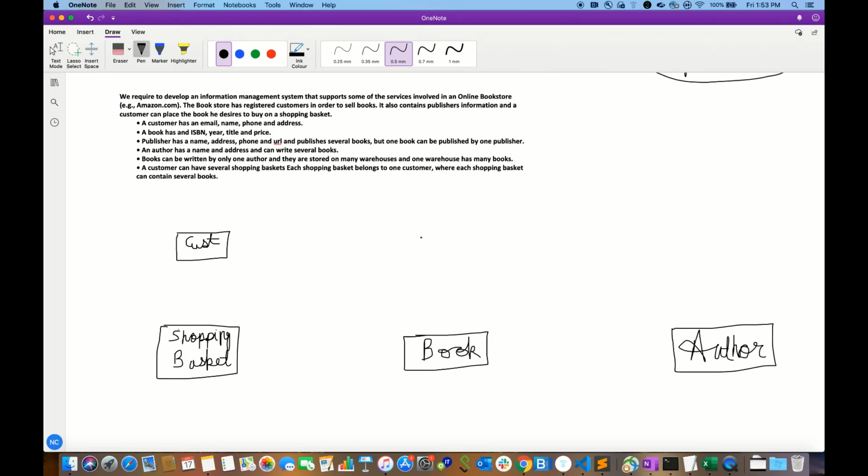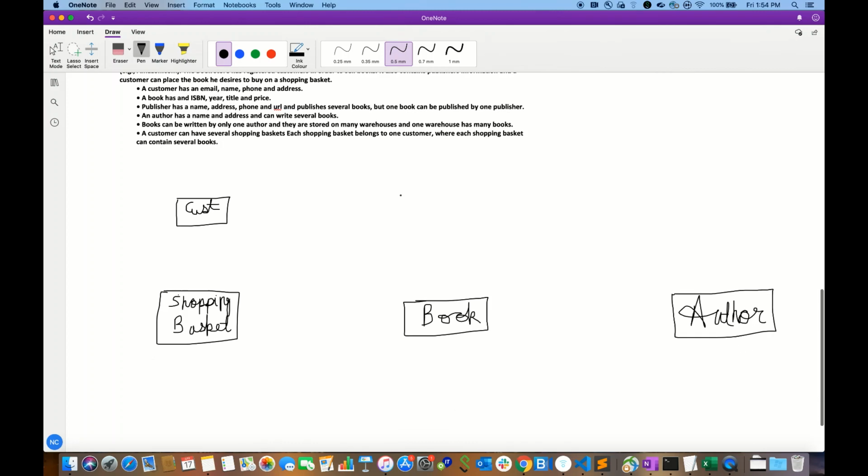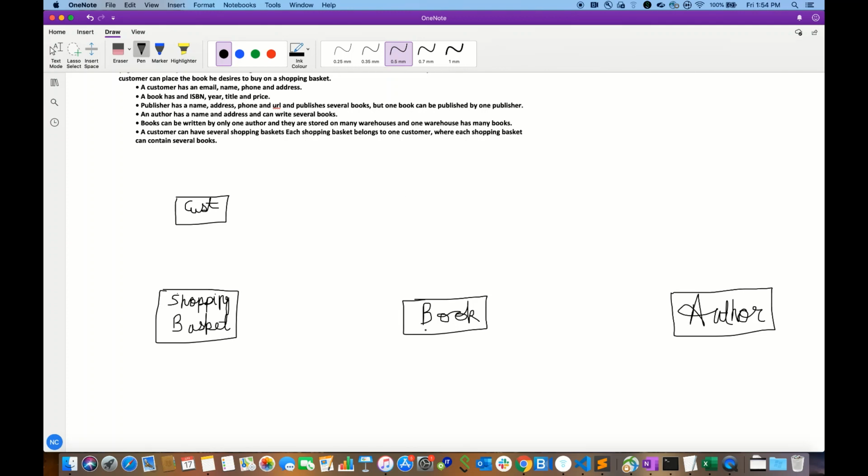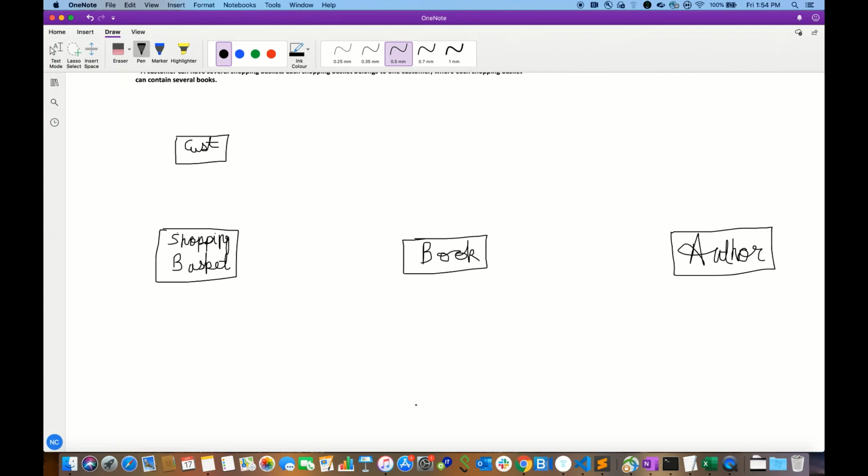Well, I missed one entity named warehouse. There is an entity named many warehouses and warehouses many books. So we just need to define another entity called warehouse.